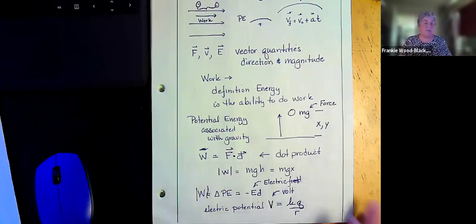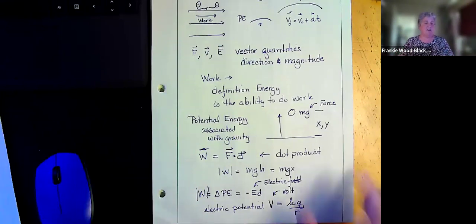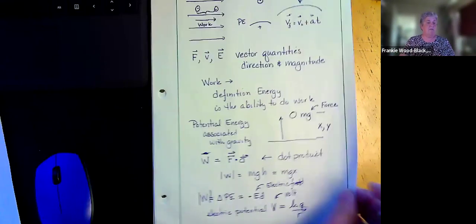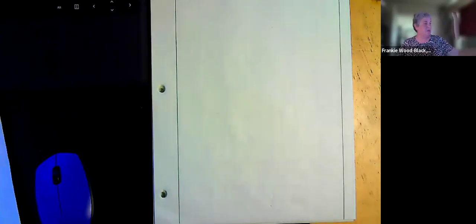Now, what's nice about that is now I've gotten rid of my vector character. I can look at my change in energy and we can actually do some problems. So let's do a problem.